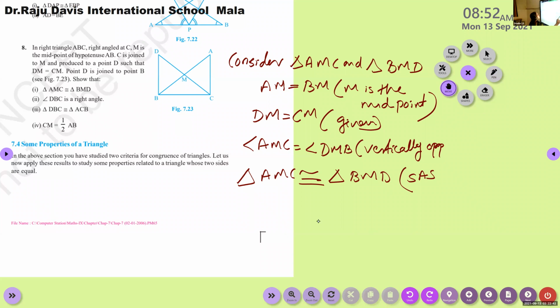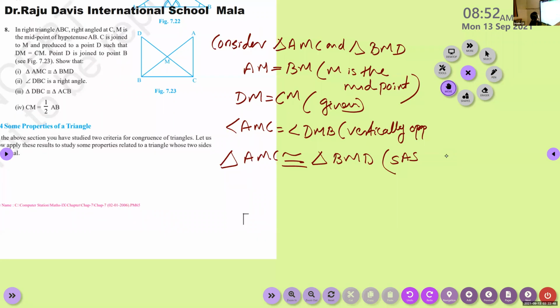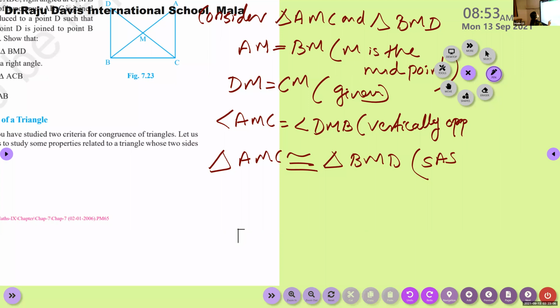Okay. See, next question we have to prove that angle DBC, which one, this one? DBC. This angle is 90 degrees that we need to prove. For that, all of you listen, all of you look at the figure.